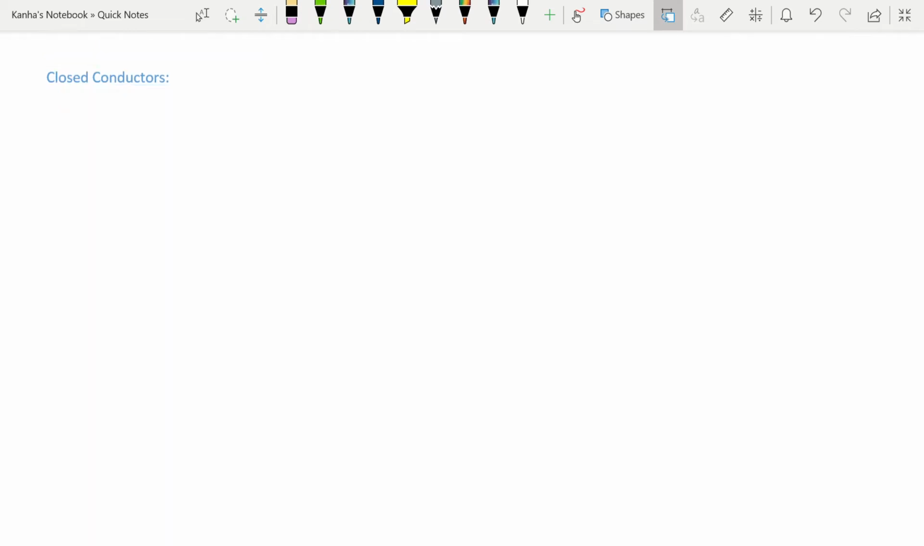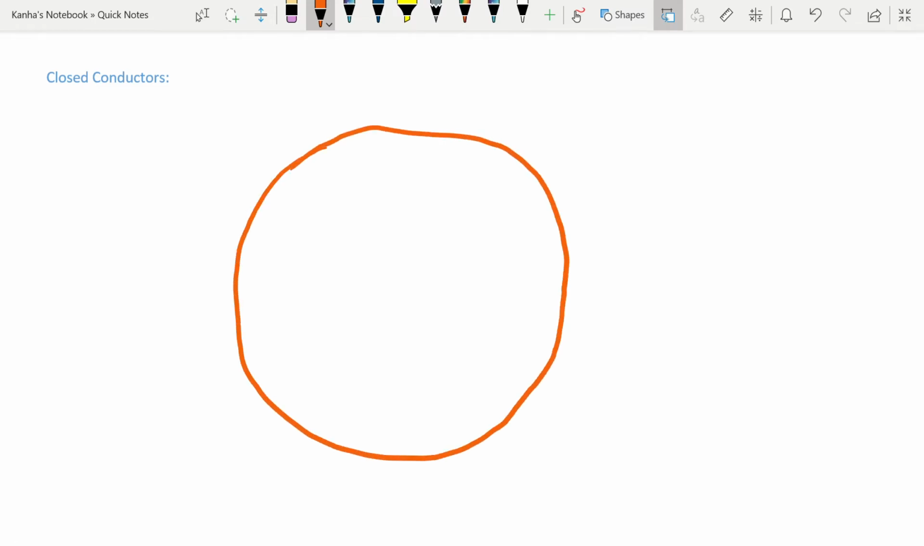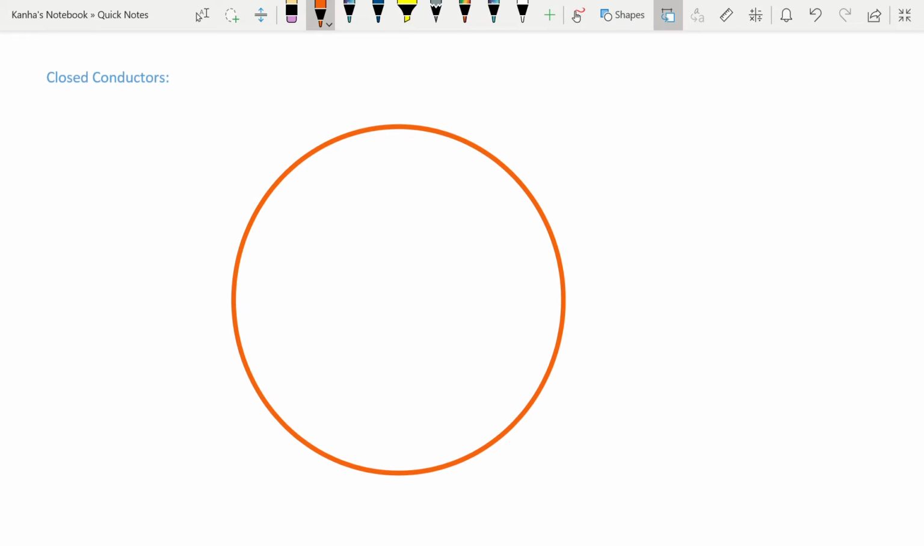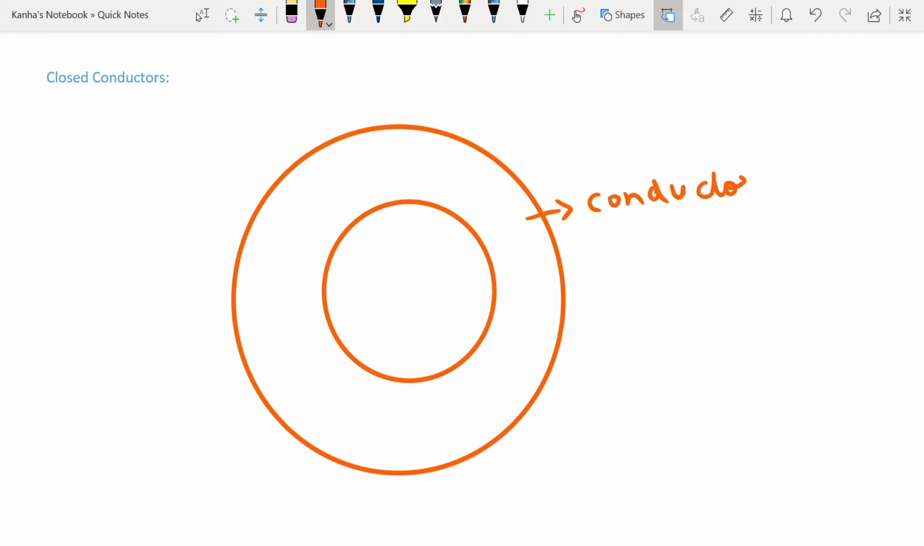Next, I will quickly summarize the results from closed conductors which are essential for the examination. First of all, let me draw a closed conductor for you. Let this be a conductor and let this be a shell, a cavity inside the conductor. So what do you mean by a cavity? Cavity means it's a hollow system and there is no matter inside it. So this is the bulk of the conductor, and this is your cavity.